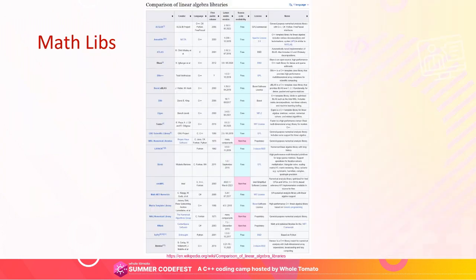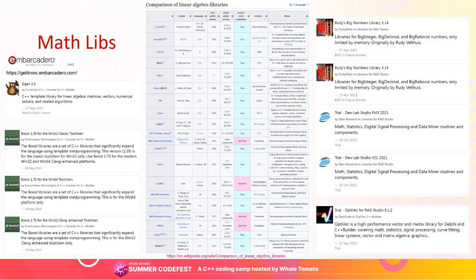In the C++ programming world, there are many libraries. Most of them are free or very low-cost libraries that you can use in applications. And some of them are very useful in mathematics. For example, the Boost library is very good. Maybe the Eigen library. Maybe you can use the DevLab Studio libraries. And OptiVec is another library that you can use.